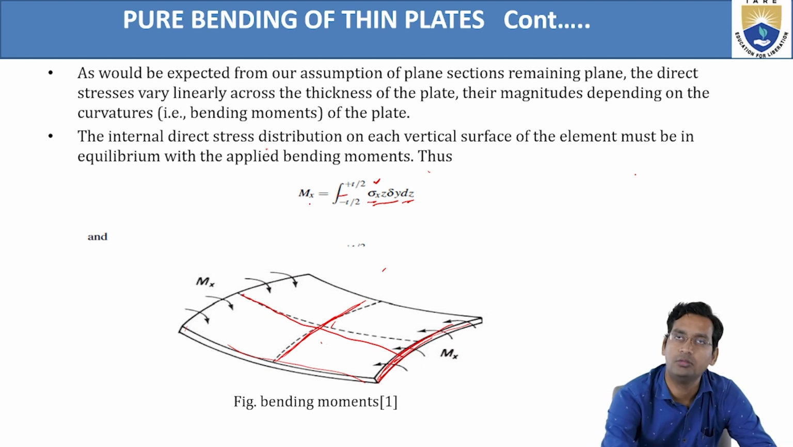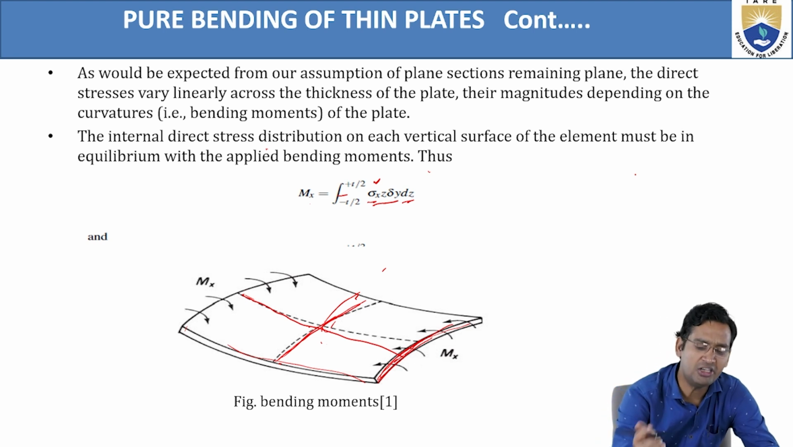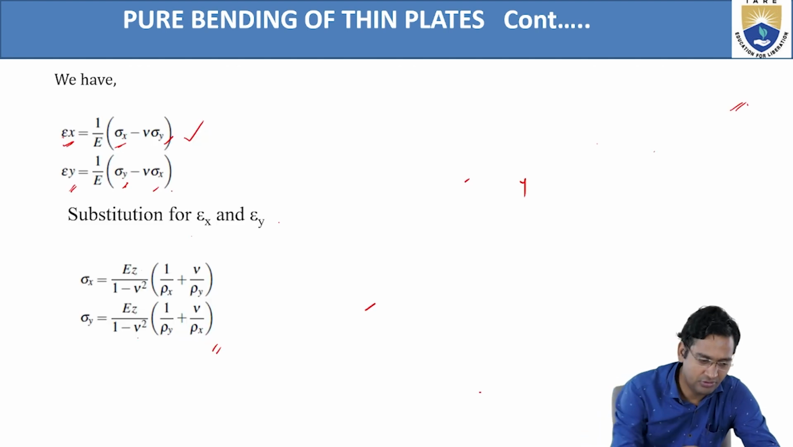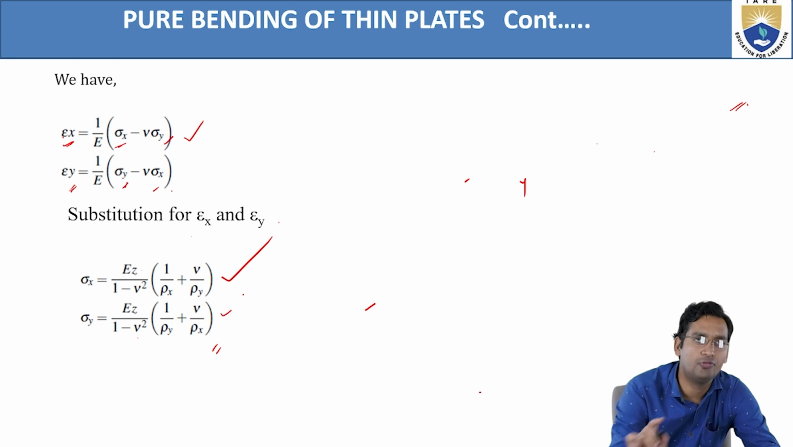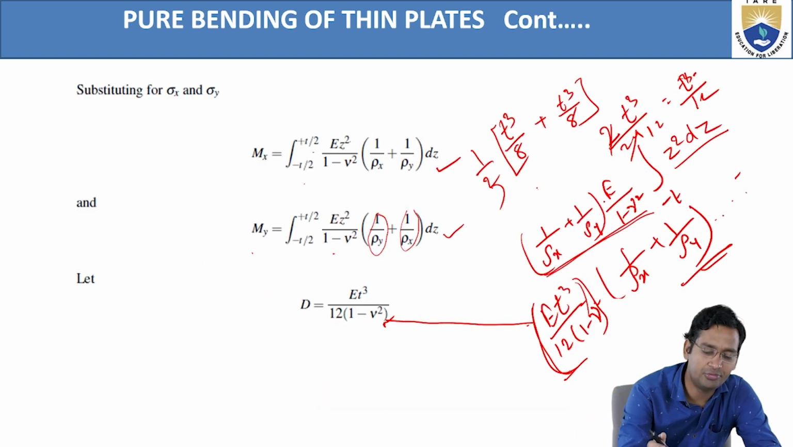So here we have the moment Mx. From where to where? Because we have taken this as the reference plane, the limits are minus t by 2 to plus t by 2. Now substitute sigma x in Mx and the sigma y value in My. After substituting, what will we get?